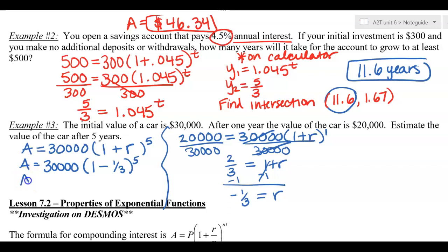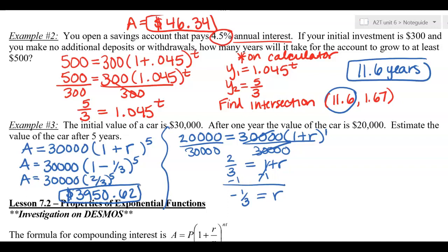And then I would go ahead and put into my calculator that, or this version if you wanted, in order to find the amount that the car would be worth. And sadly, you should get something like this. $3,950.62.